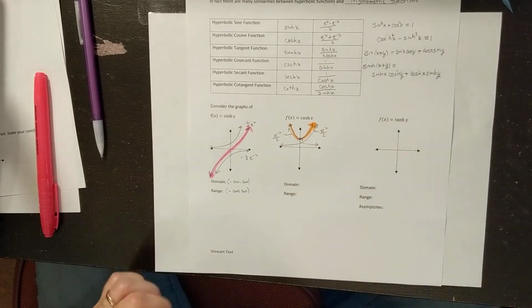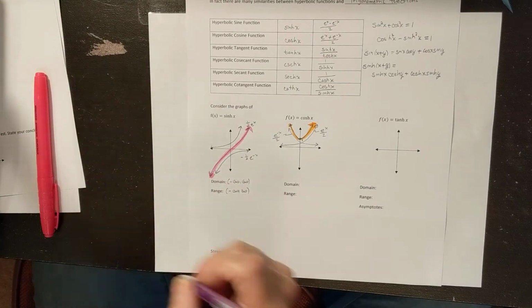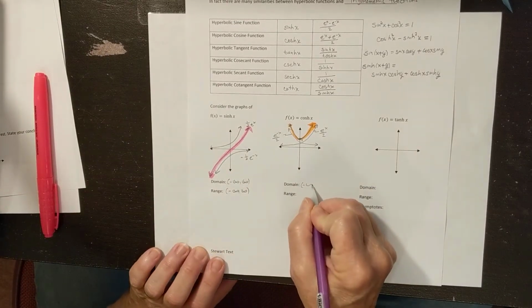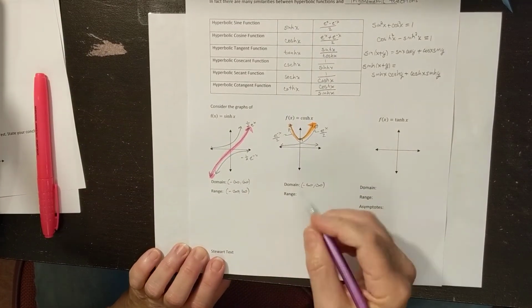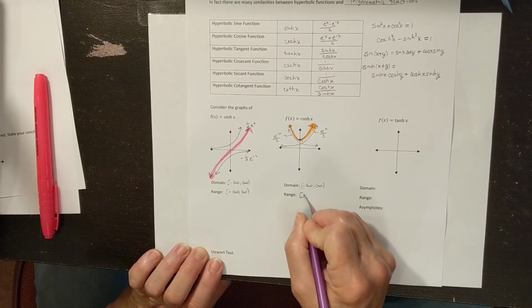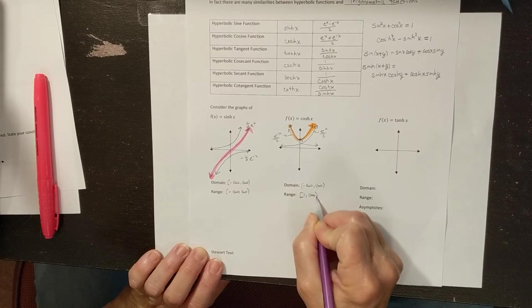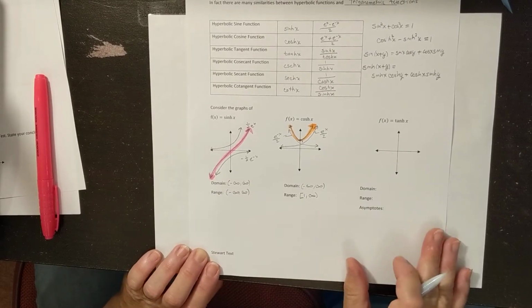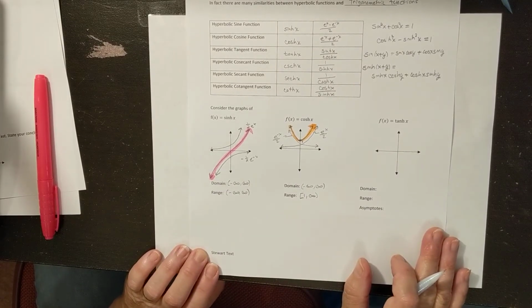It looks like that. We can see that its domain is all reals, negative infinity to infinity, and the range is different. The lowest it hits is 1, and then it goes up to infinity. That's its range. All right, let's have a look at the hyperbolic tangent.